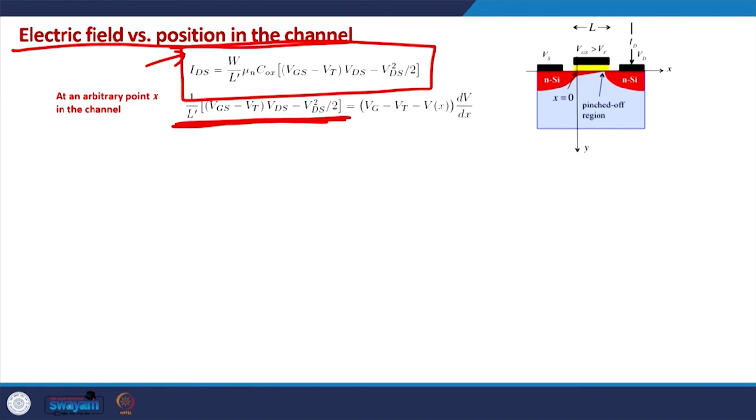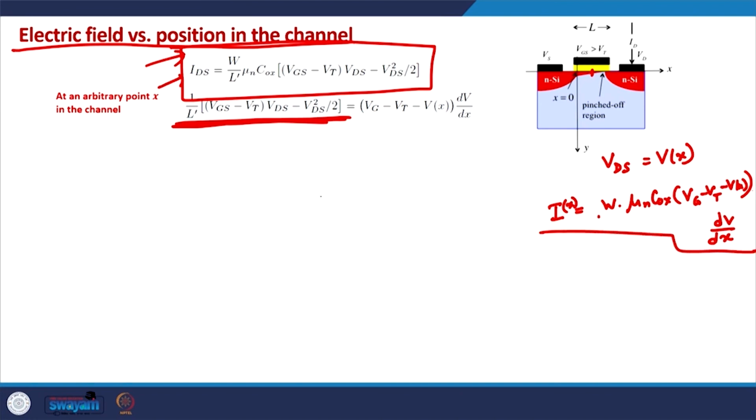This is the current that we derived previously, but at any arbitrary point in the channel, let us say at x, VDS will be Vx and the current at any arbitrary point will be W times mu n Cox, Vgs minus Vt minus Vx times dV by dx. So, this will be the current at any arbitrary point in the channel. So, if we equate this current with this arbitrary current, ideally they should be the same, because in steady state the current is uniform, the current is the same all across the channel.